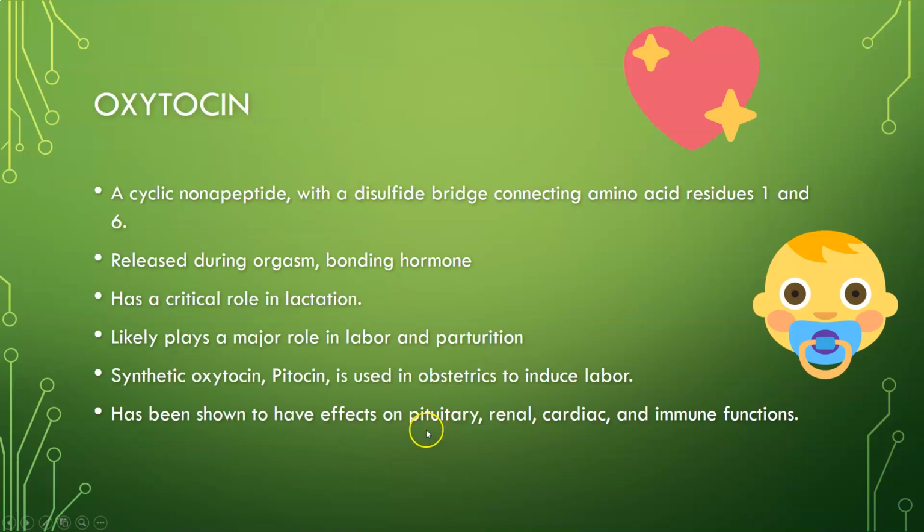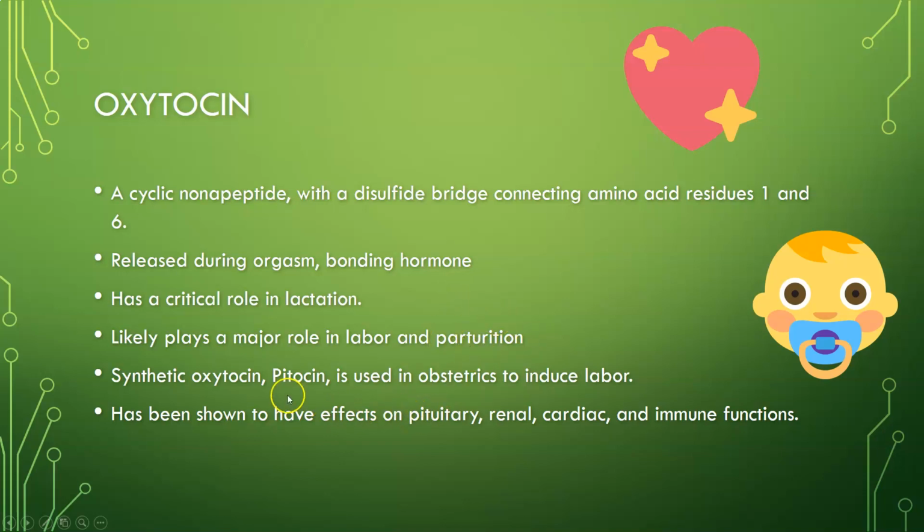Oxytocin is a cyclic nonapeptide, so it has 9 amino acids with a disulfide bridge connecting amino acid residues 1 and 6. I consider it the love hormone and the childbirth hormone. It is released also during orgasm, so it's a bonding hormone. It allows partner bonding, and it also has a critical role in lactation and allows bonding between mama and baby. It likely plays a major role in labor and parturition, which is childbirth.